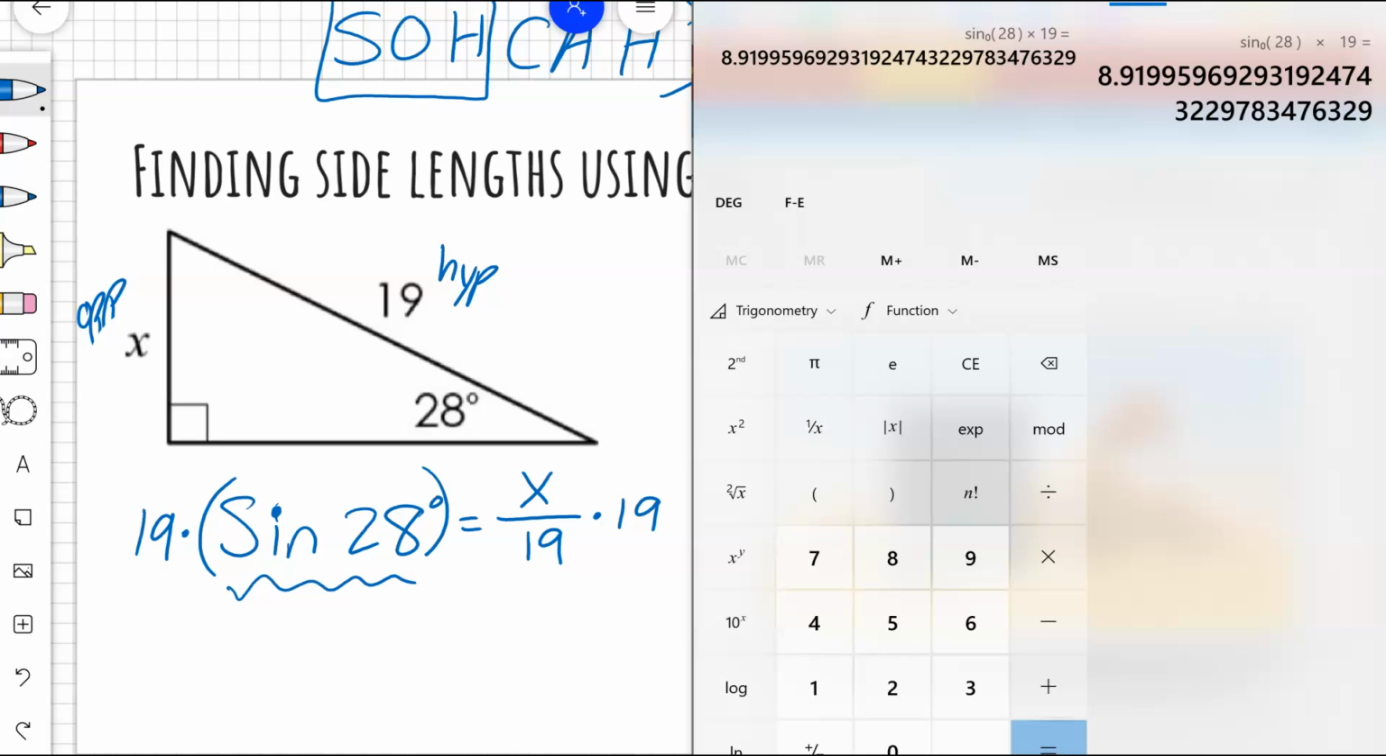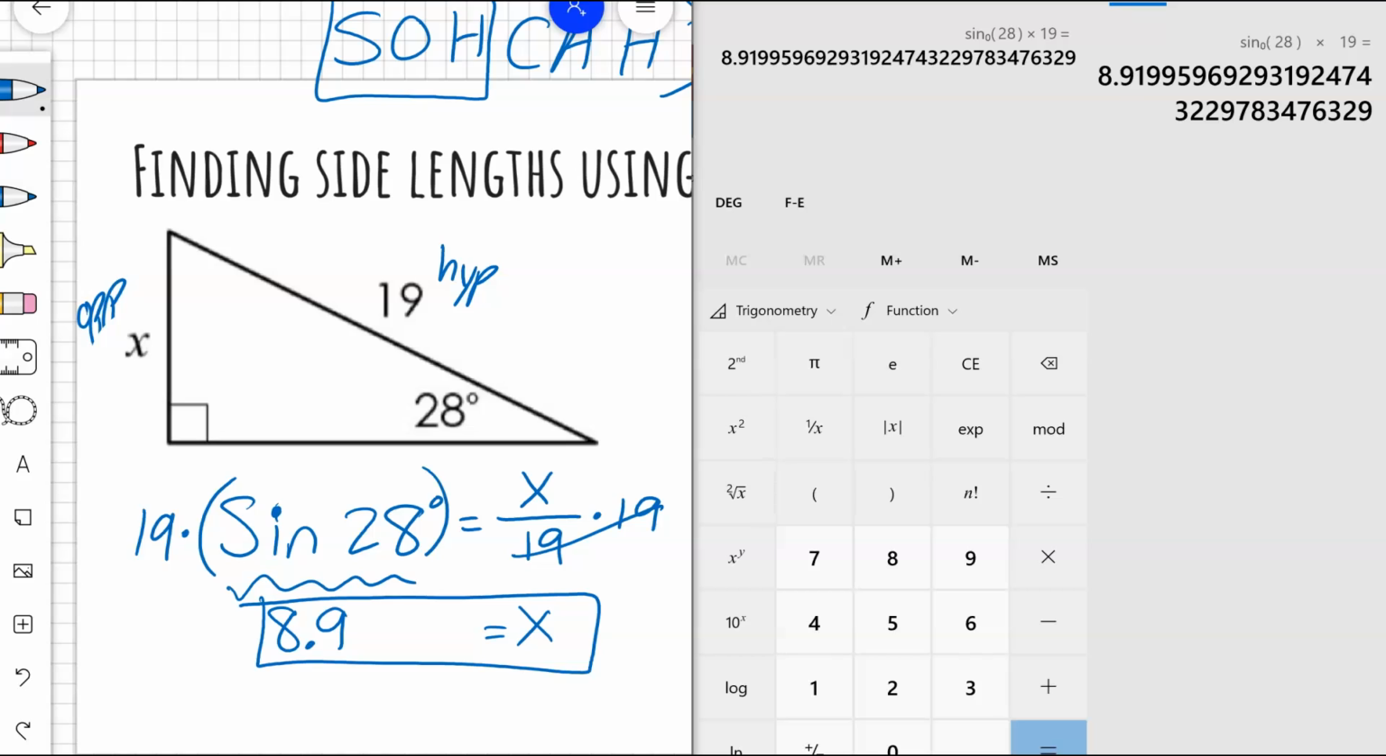8.919959. We're going to be here all day if you write it out like that. Okay, so we're just going to round to the nearest tenth. So x is going to equal 8.9. All right, so that's going to give us our side length, 8.9. And that's approximately right because we want our hypotenuse to be the largest side.